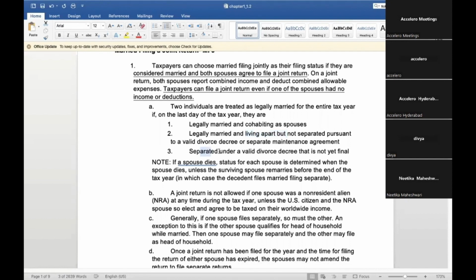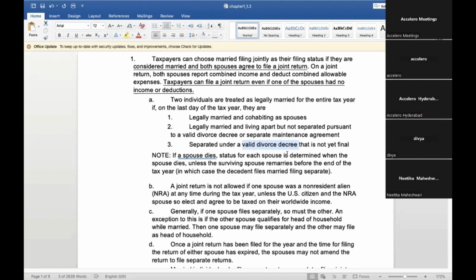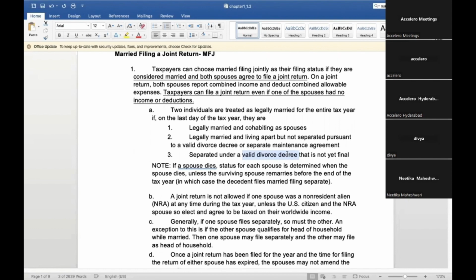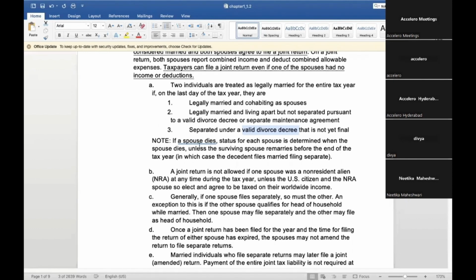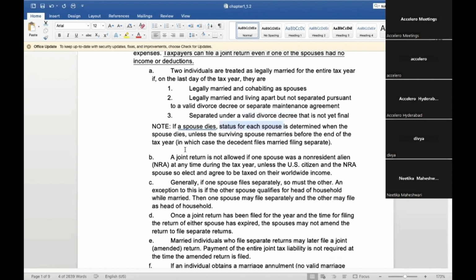They can still file as married even if they have a divorce decree that has not been finalized. Then it's their choice. They can go with married filing separately, or they can go with married filing jointly also. Again, if during the year a spouse dies, then the status for each spouse is determined when the spouse dies, unless the surviving spouse remarries before the end of the year. If the surviving spouse remarries, then it's different. Otherwise, they can still go with married filing jointly status.